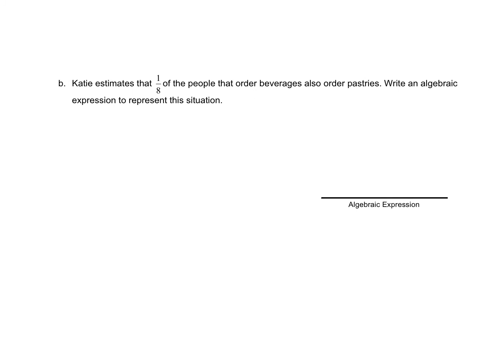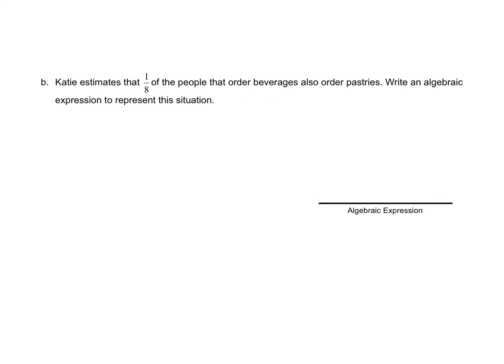Katie estimates that 1/8 of the people that order beverages also order pastries. Write an algebraic expression to represent this situation. So once again, I need to define those variables. My beverages will be B, and my pastries will be P. So looking at what this says, once again, it says 1/8 of the people order beverages.